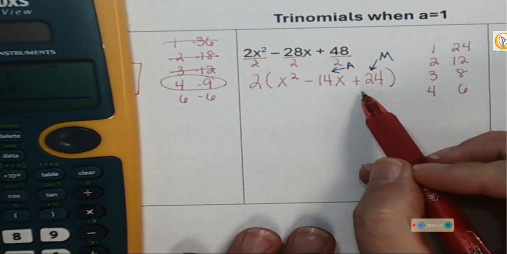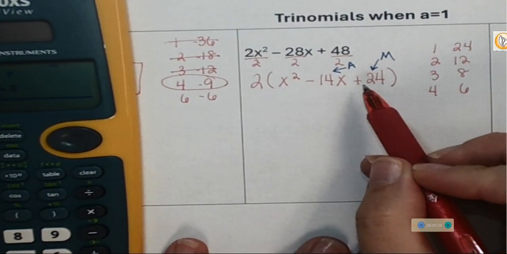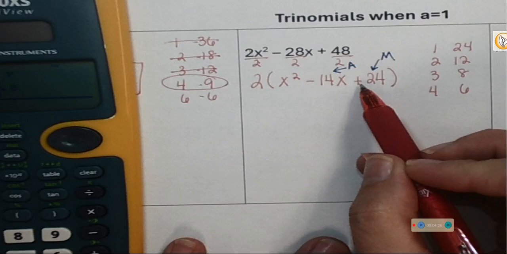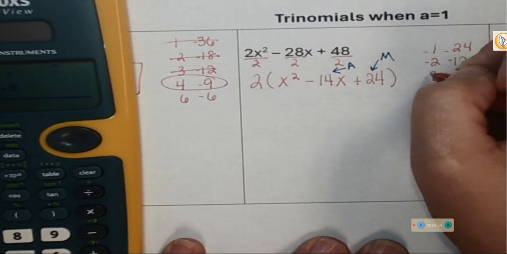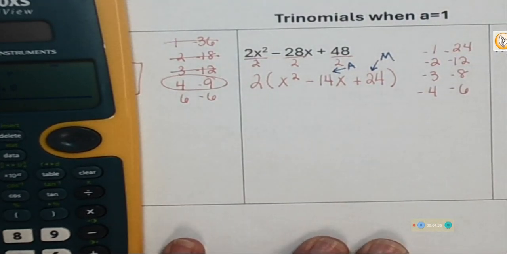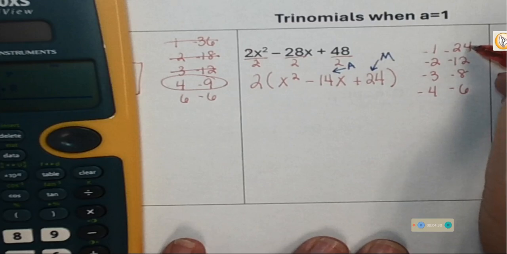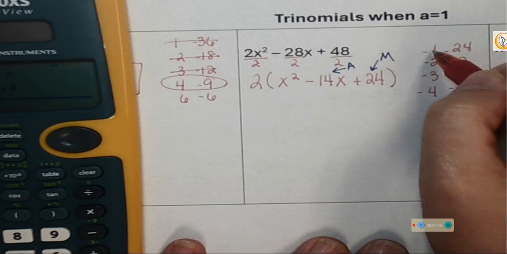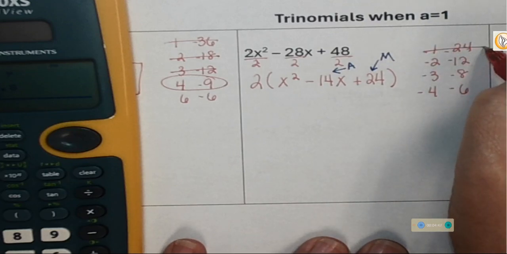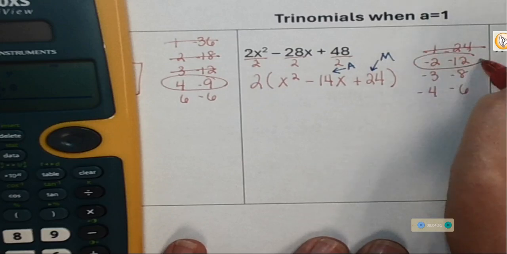Now I'm going to multiply two numbers and get a positive. That means the signs have to be the same. They either have to both be positive or both be negative. In order for them to be the same and end up being negative, that means both numbers in each set must be negative. So I'll add to see if any of these sets add to give me negative 14. Negative 1 and negative 24 gives me negative 25, not negative 14. Negative 2 and negative 12, that does give me negative 14.